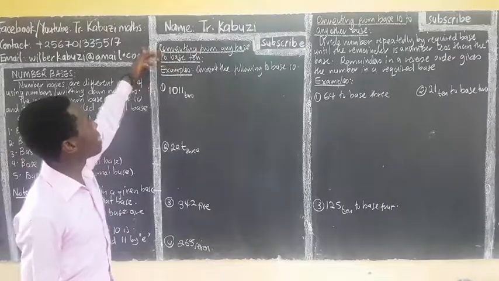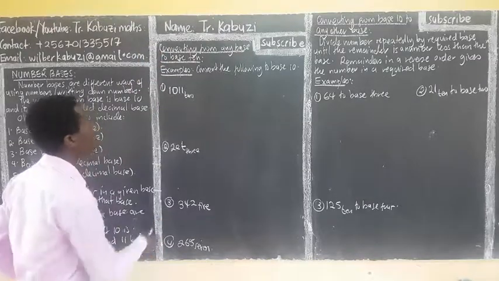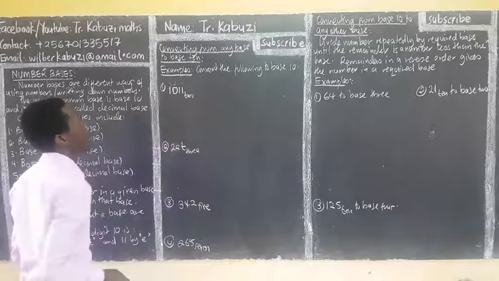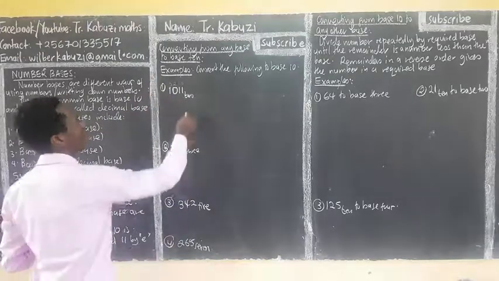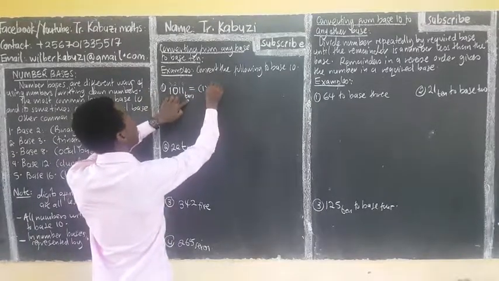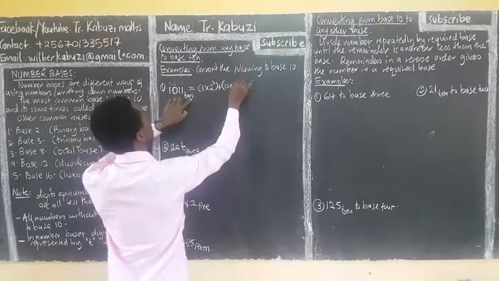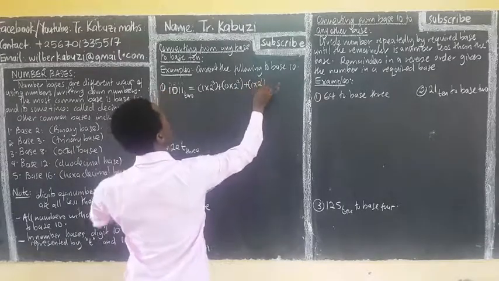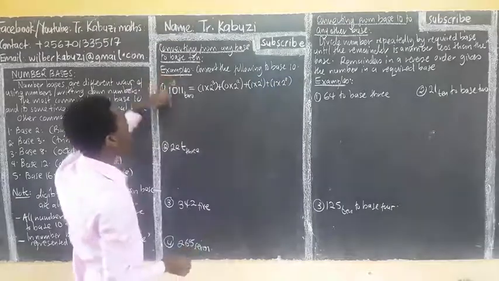Now, converting from any base to base 10. How do you convert from any base to base 10? What we do, you give these digits powers 0, 1, 2, 3. Now what you do, you take each digit times the base to the power here. So this will be 1, the figure here, times the base which is 2, power 3. Then plus 0 times 2 power 2. Then plus 1 times 2 power 1. Then plus 1 times 2 power 0. So these are powers of the base.